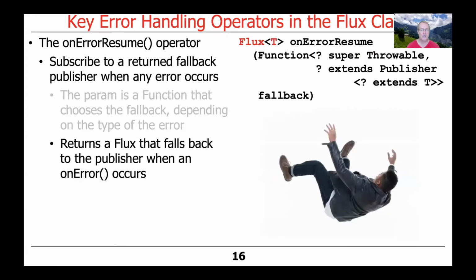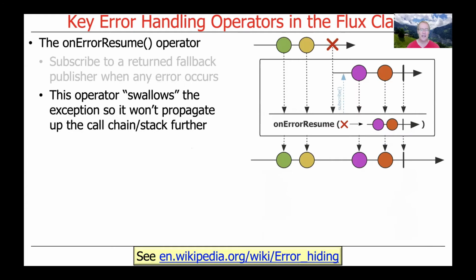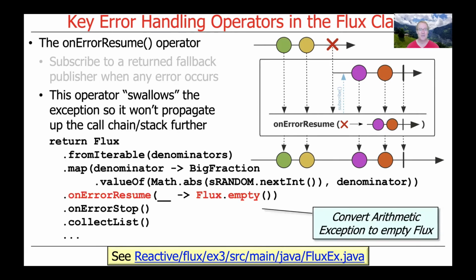onErrorResume will return a Flux that falls back to the publisher when an error signal occurs. As with onErrorContinue, this operator swallows the exception so it doesn't propagate any further up the call chain or the call stack, which once again is this concept of error hiding that comes with pros and cons if you look at the link at the bottom of the slide.